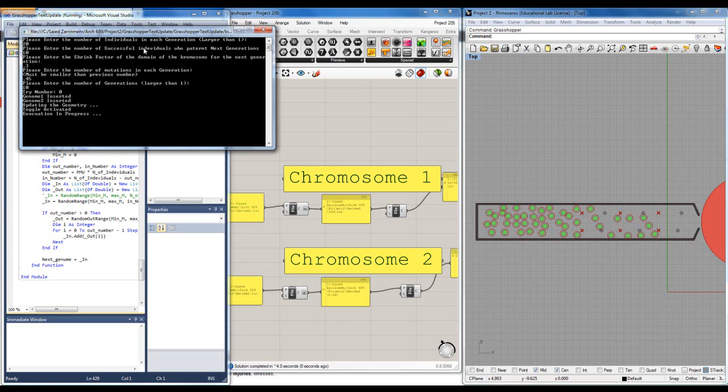I validated this VB program by comparing its results with the results of the Galapagos battery in a simple case. I realized that both of them were suggesting the same results. This validation makes us confident that the VB program is functioning well.